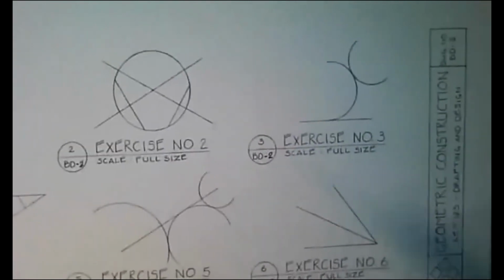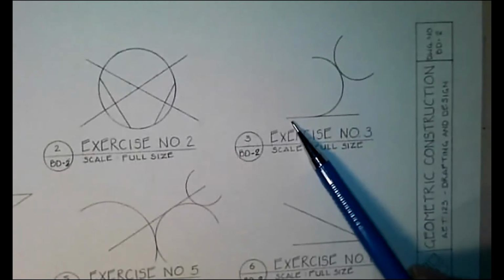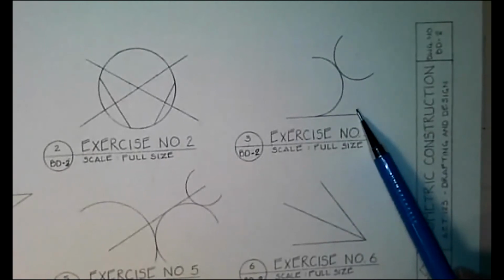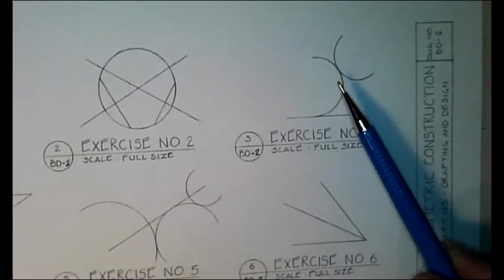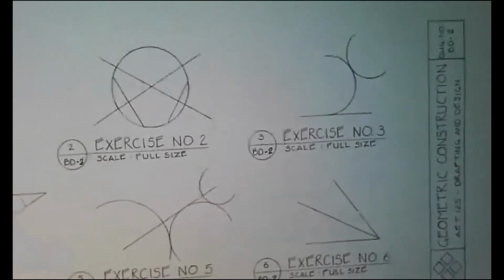As we look at exercise number 2, only the circle and the chords and the chord bisectors should be secondary line. Exercise number 3, only the horizontal line and this new arc and this existing arc should be secondary line.